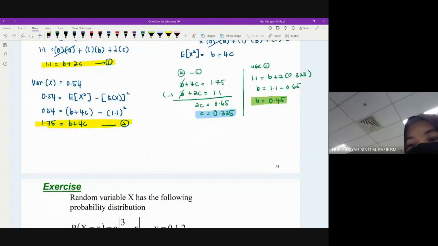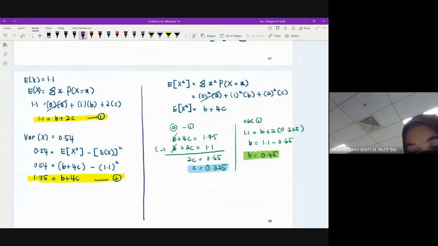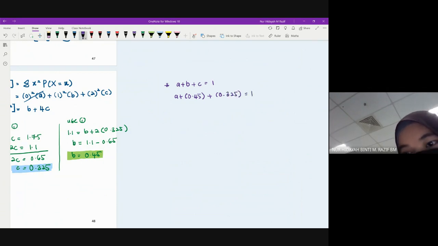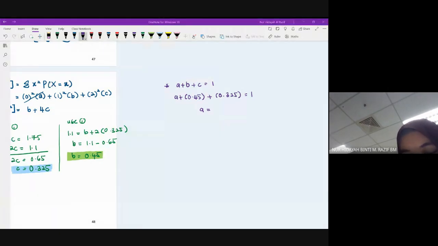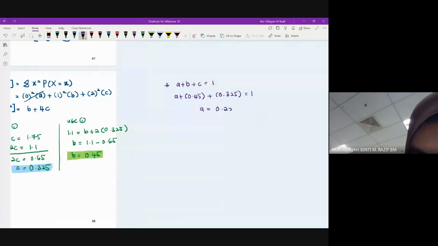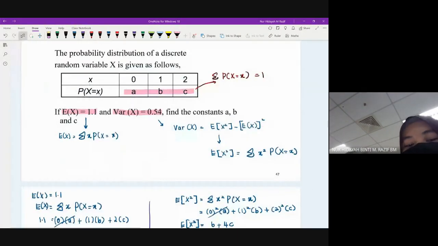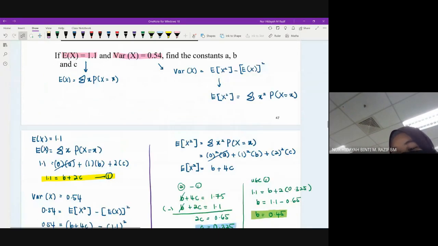Okay, I'm going to just do it next page. Yang mana kita tahu A tambah B tambah C should be equal to 1. So A tambah B saya 0.45 plus C saya 0.325. That should be equal to 1. So I can calculate nilai A akan jadi bersamaan dengan 0.225. So selesai, kita dah pun menjawab soalan untuk mencari nilai constant A, B dan C.